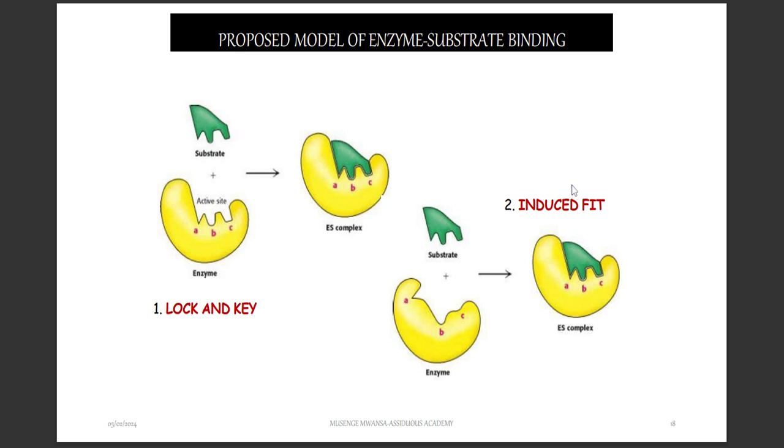Now, the induced fit tells us that actually the enzyme doesn't have to fit exactly with the substrate. You can see this enzyme doesn't fit exactly with this substrate. So what happens is that the enzyme is going to change its shape a bit in order to fit its substrate. That is known as the induced fit, different from the lock and key. So these are the two theories which propose how enzymes work: lock and key and induced fit.